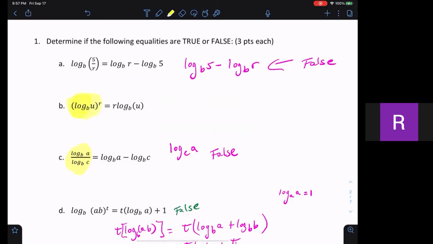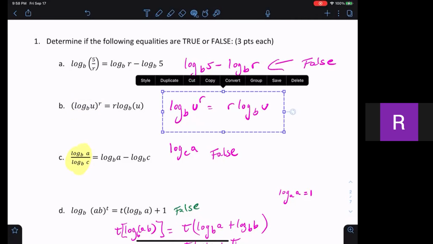Look, they give you log b u and everything to the r. That's not the rule. The rule will be like this: log base b of u to the r, and then you can move r log b u. But that's not this, right? This thing is saying everything to the r. So you have to be careful. So this is not true. So this is false. Okay, be careful though.